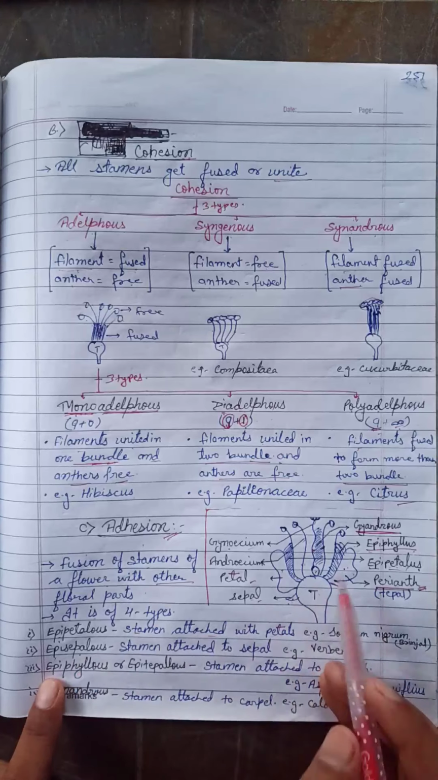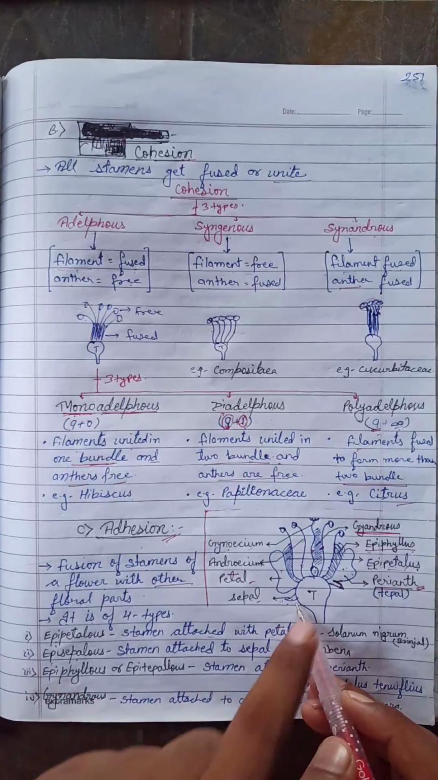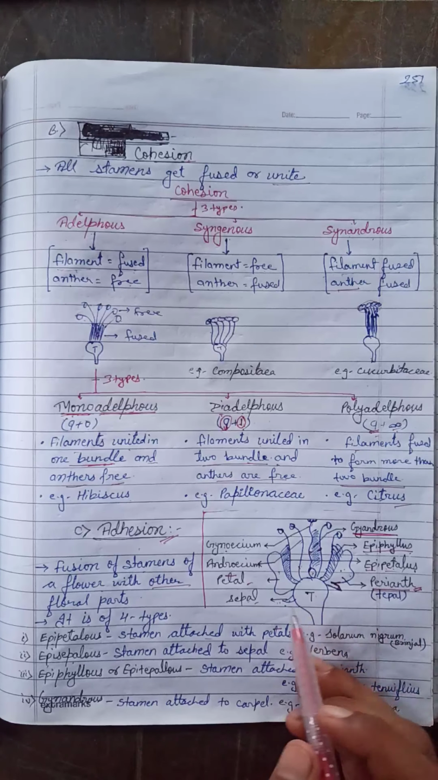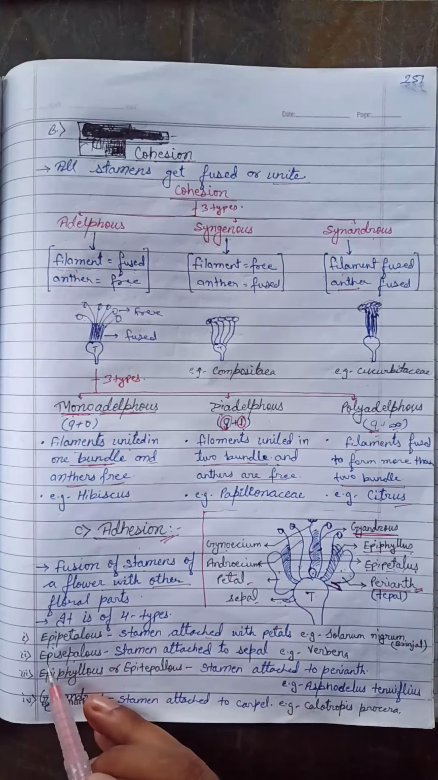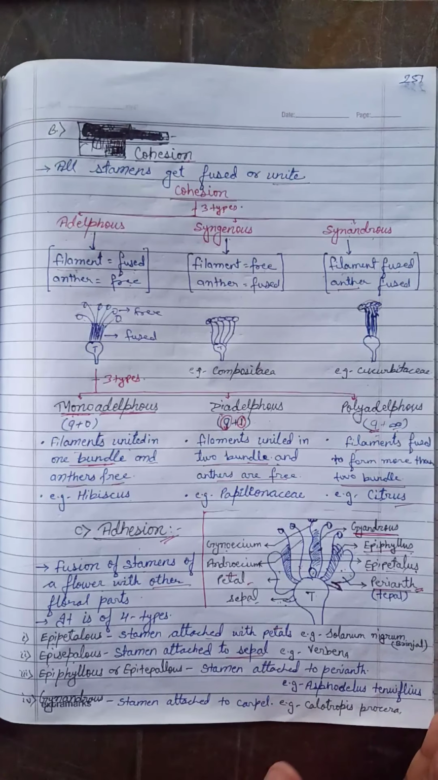Episepalous. That means stamen attached with the sepal. We are not showing it in this diagram because that condition will not particularly happen. That's why we are not showing it here. So episepalous means stamen attached with sepal. Is it clear?